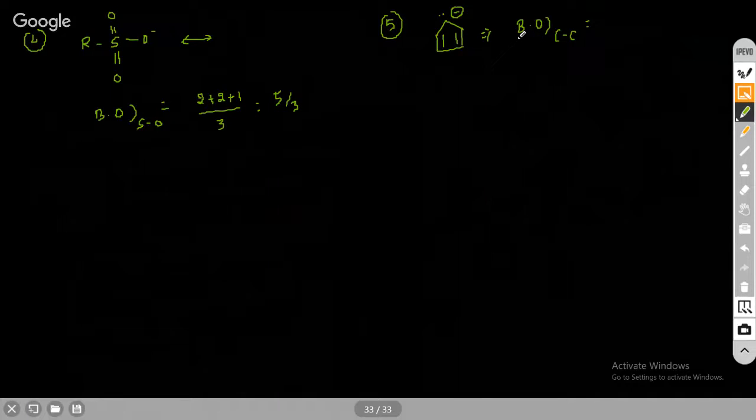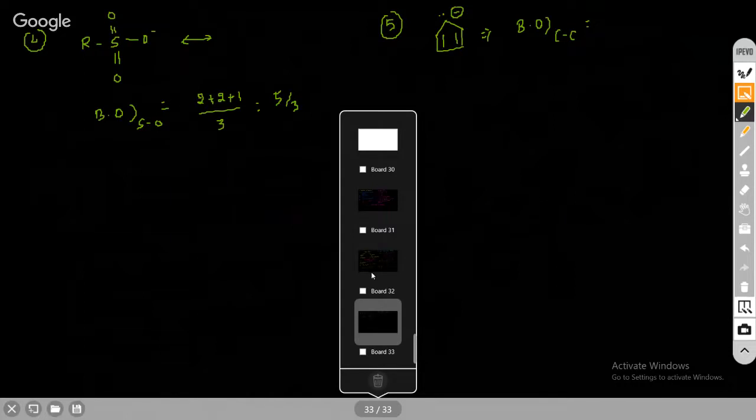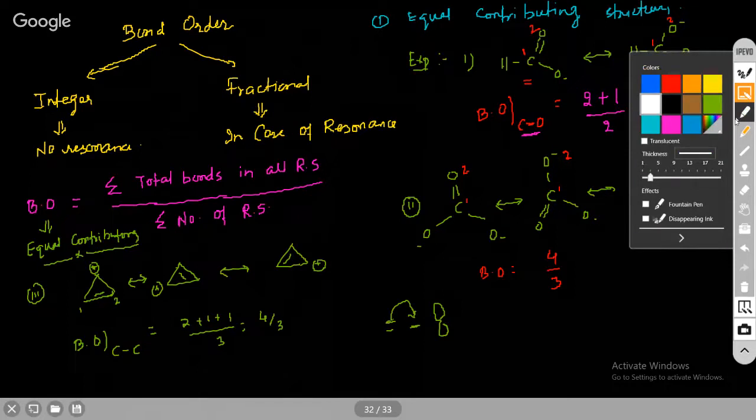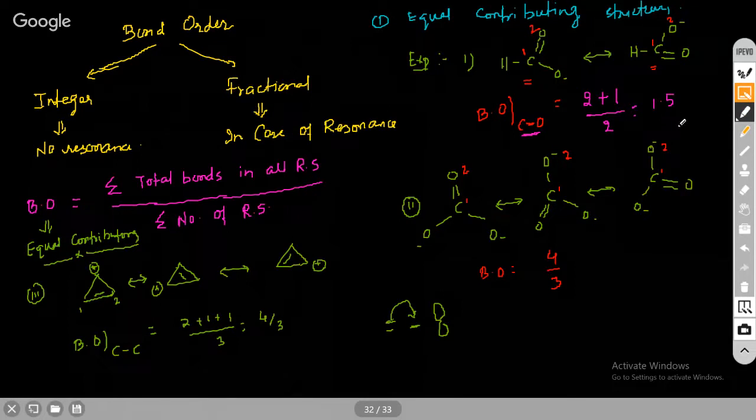That you can do already, but I won't ask you to do this because this is again time taking. I'll give you one more formula here, one more trick that we use to solve this kind of question. And the trick is what? You see, bond order we calculate in case of equal contributing structures. Another formula of bond order, and it is just a trick we have, it is not the formula.